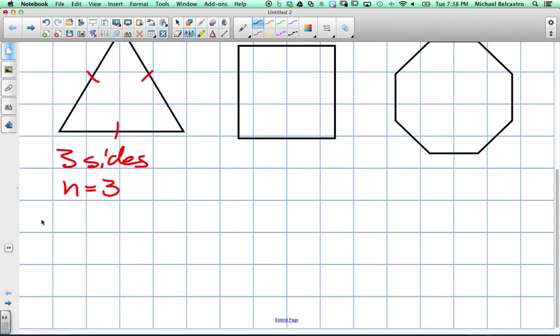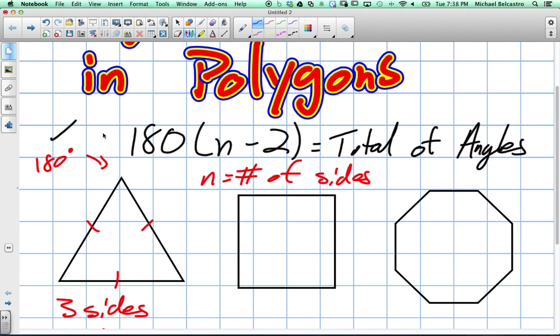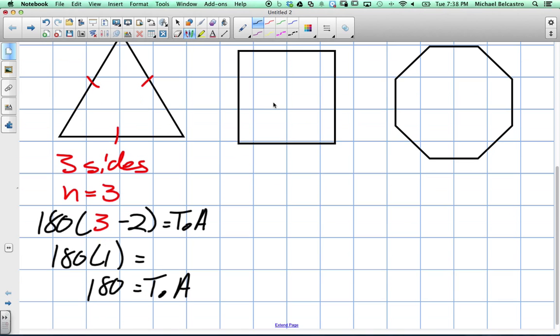So we take our formula, 180 times n, which is 3, subtract 2, is equal to the total of angles, right? Yeah, so what's 3 subtract 2? 1. And what's 1 times 180? 180. So 180 is equal to the total of the angles. I call it the TOA, okay? Which we know is right? We said it's 180. Perfect. Let's test it with the next one.